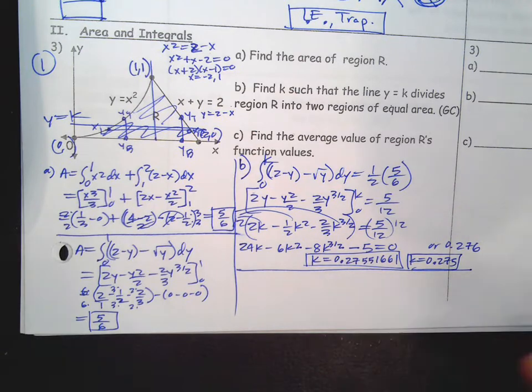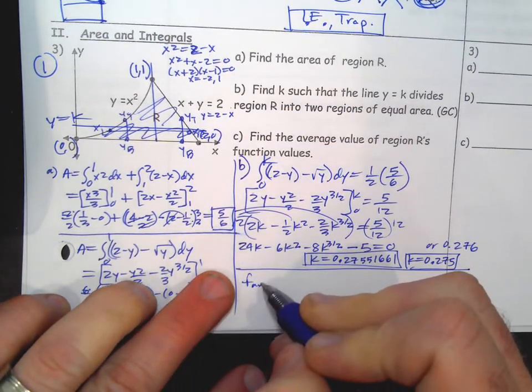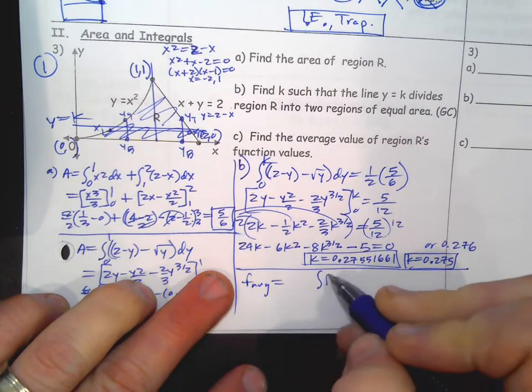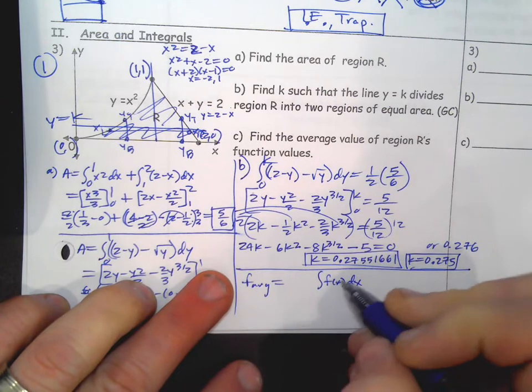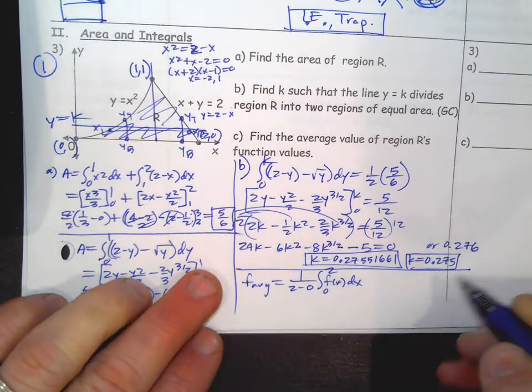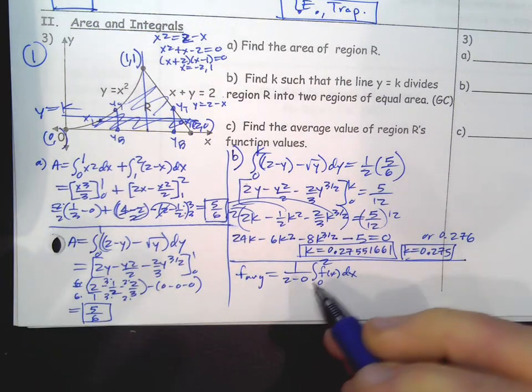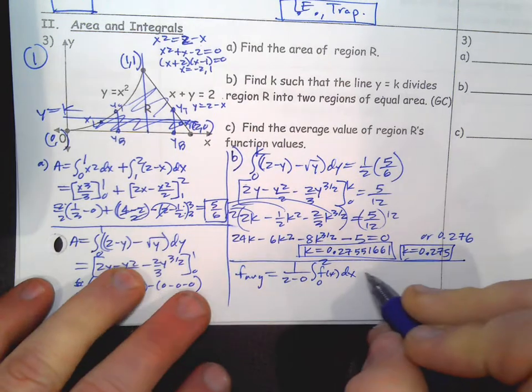Okay. C says find the average value of the region R's function value. So those are like the y values. If we're trying to find the average value, f average, what we do is we integrate the function from 0 to 2 and then divide by the base. I would memorize that formula. Remember, it's the area of the curve smoothed out. Now it's a rectangle, divide by the base of the rectangle, gives the height of the rectangle.